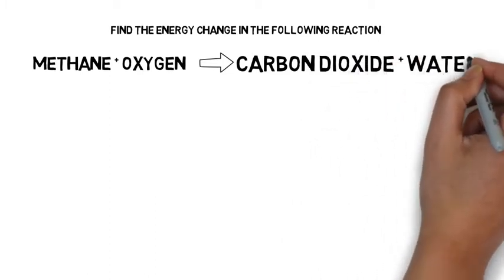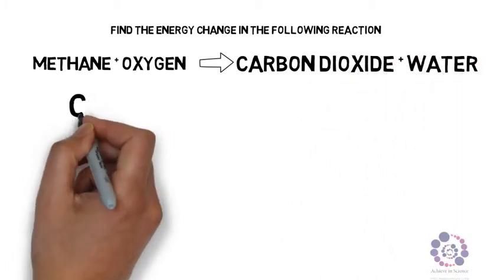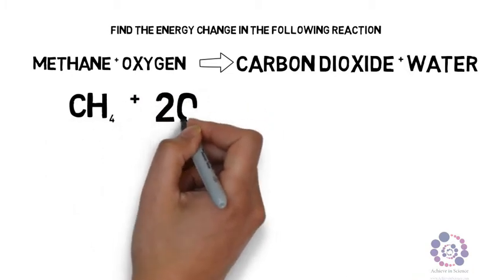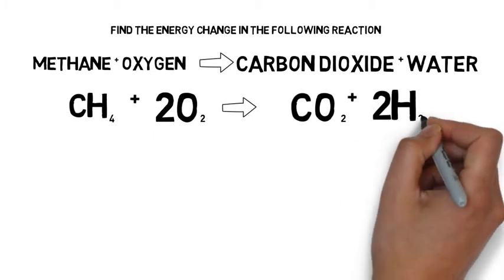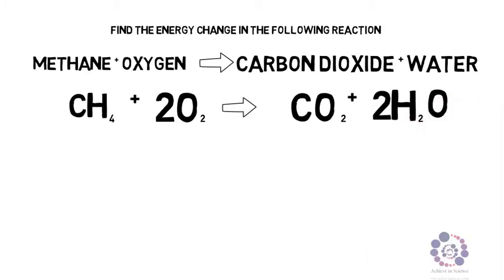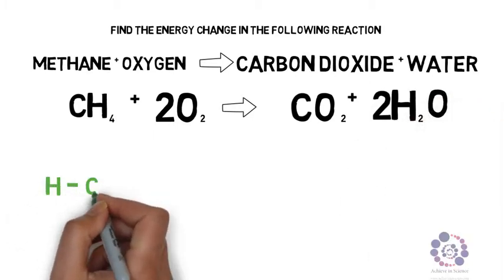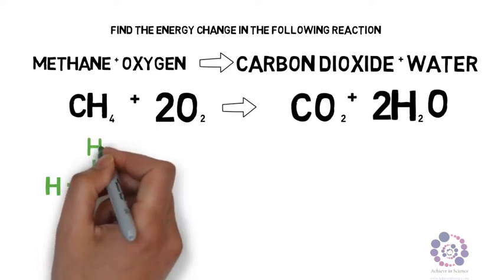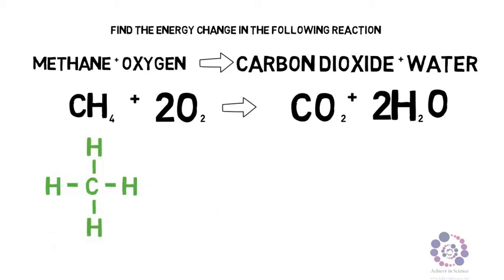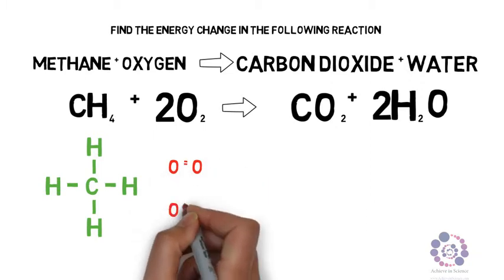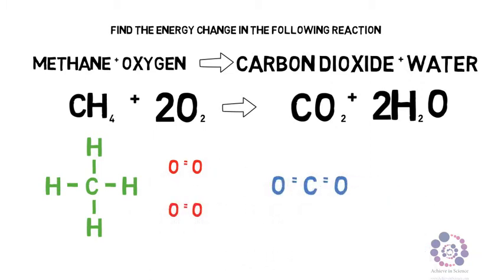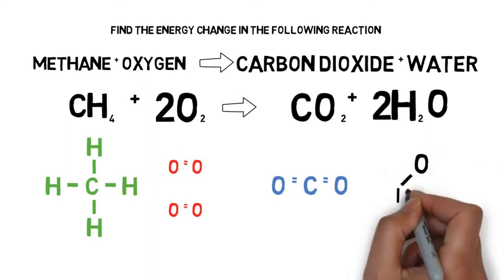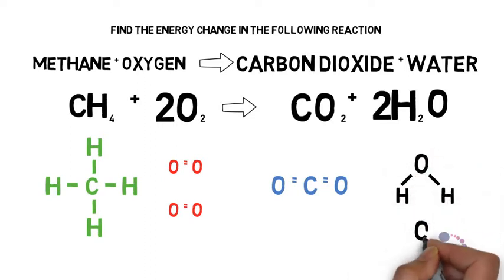So CH4 is the formula for methane, reacts with two molecules of oxygen, 2O2, to produce carbon dioxide, CO2, and two molecules of water, 2H2O. We then need to draw out the displayed formula for each of these molecules. So we have CH4, remembering that carbon forms 4 bonds. We have oxygen, which has a double bond between the two atoms, carbon dioxide, CO2, and 2 molecules of water.